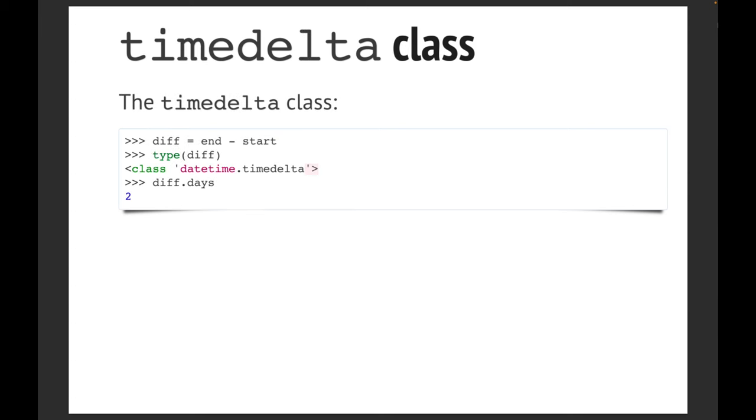You also have timedelta. This class represents the difference between two points in time. Timedelta has a bunch of features, but we're going to use just one. It has an attribute called days. That's the number of days in the interval of time it represents.